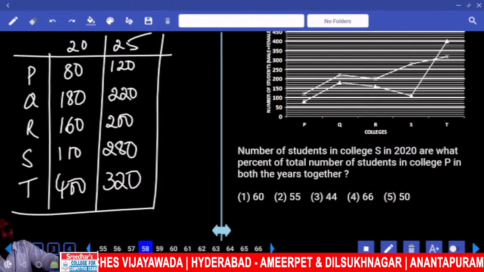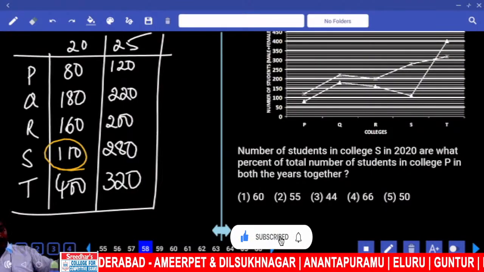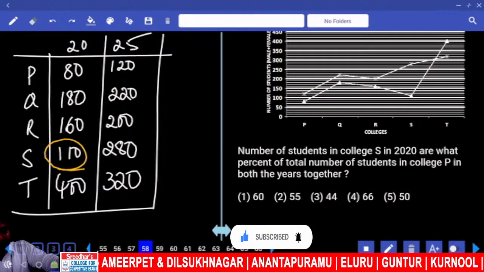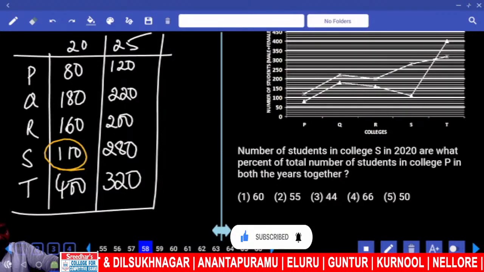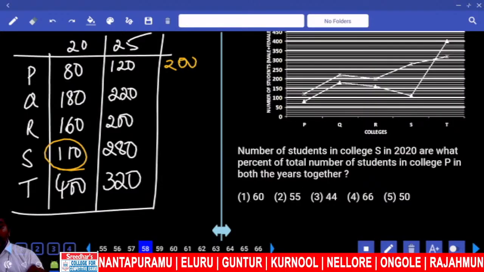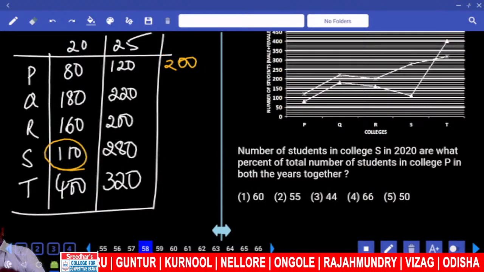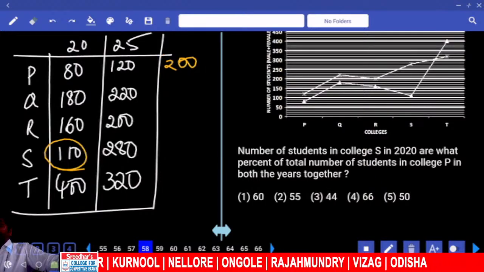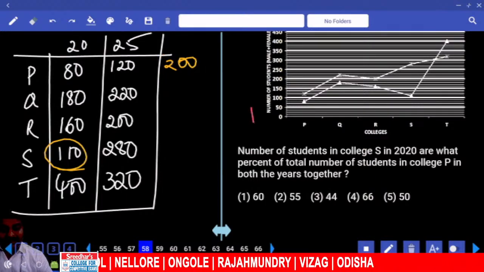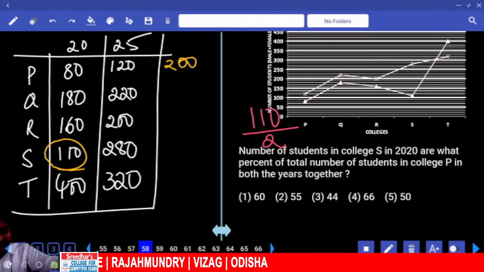Number of students in college S in 2020 are what percent of total number of students in college P in both the years together? Both years together 200. What is 1% of this number? 2. When you want to convert 110 as a percentage, 110 must be divided with 1% value, which is 2. Answer 55.